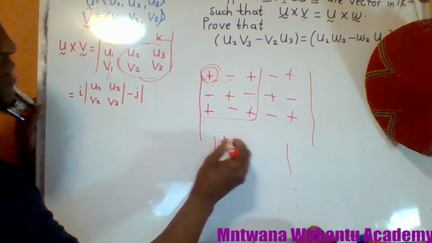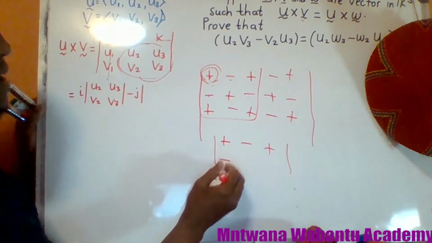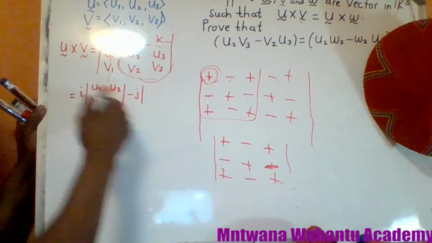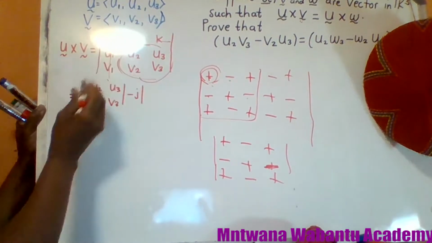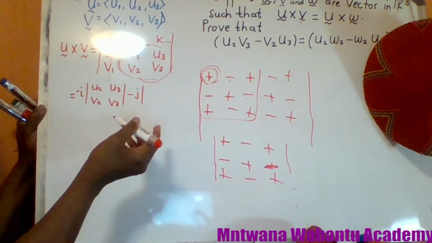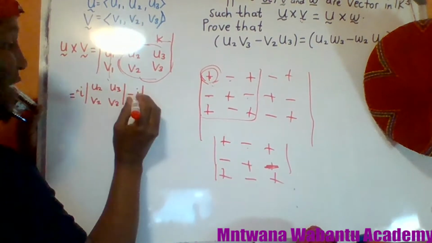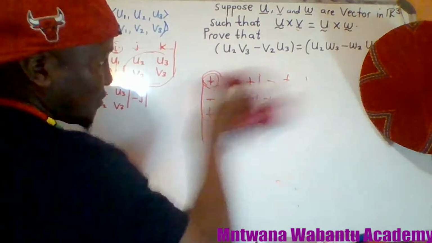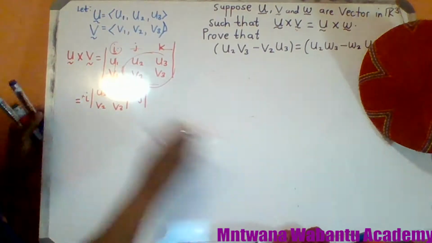If it's 3 by 3, it's going to be plus, minus, plus. You must start with the plus, and the others just follow. So this is minus, this plus. Plus, minus, minus, plus. But I start with the plus. So for 3 by 3, I'm going to start with plus, minus, plus.